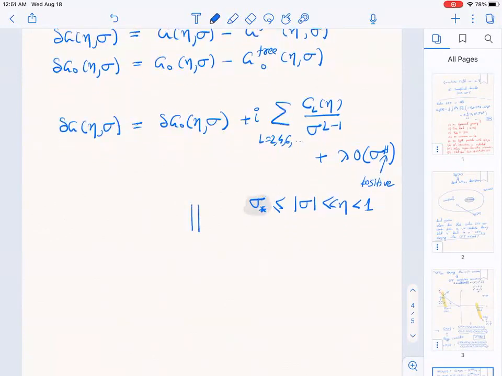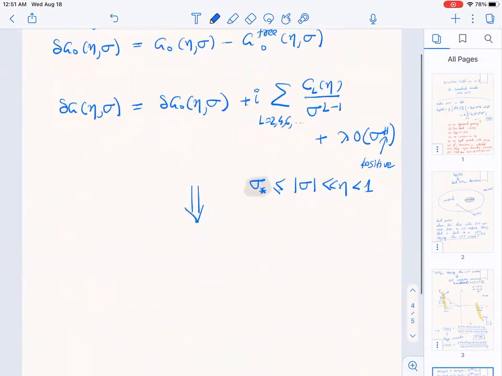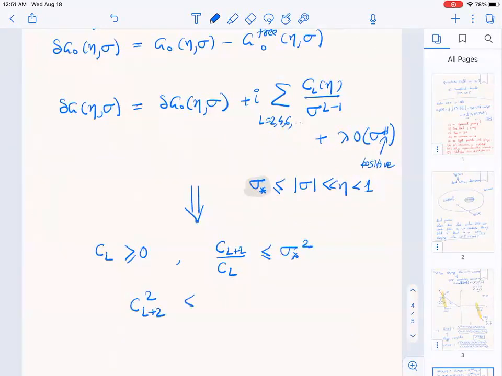So the fact that the dual CFT obeys all the CFT axioms implies some consistency conditions. For example, this C_L should be positive. The second condition is the monotonicity condition. And the third condition is this log-convexity condition for L greater than or equal to 2.